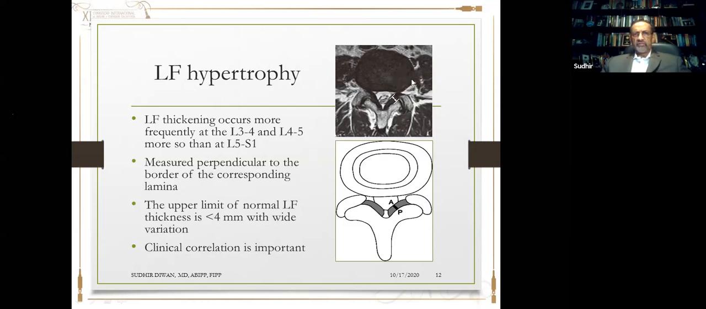Now, we have to understand that MRI studies do not correlate with clinical presentation. So sometimes you see severe stenosis and the patient may not have any symptoms, and that's quite possible. That poor correlation is important to understand, and it's important for us in treating our patients.